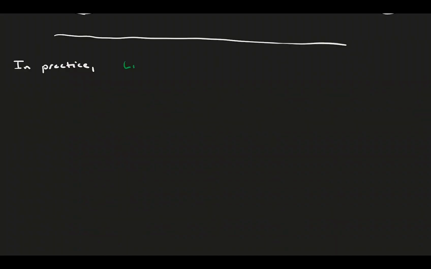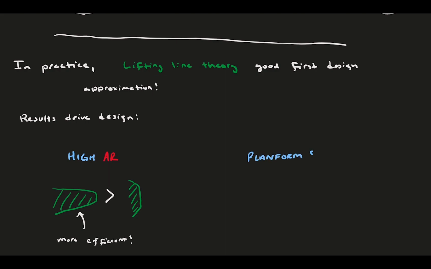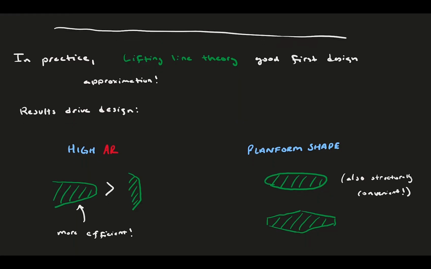In practice, you'll find that the lifting line theory is a good first design estimate for the wings you will be working with. The result of this theory drives design. It pushes wings to have higher aspect ratios, chasing that efficient flight. It also drives planform shape, with elliptic and tapered wing designs. Conveniently, these wing shapes also happen to be structurally superior, which is a nice benefit. They can be both structurally best and most efficient.